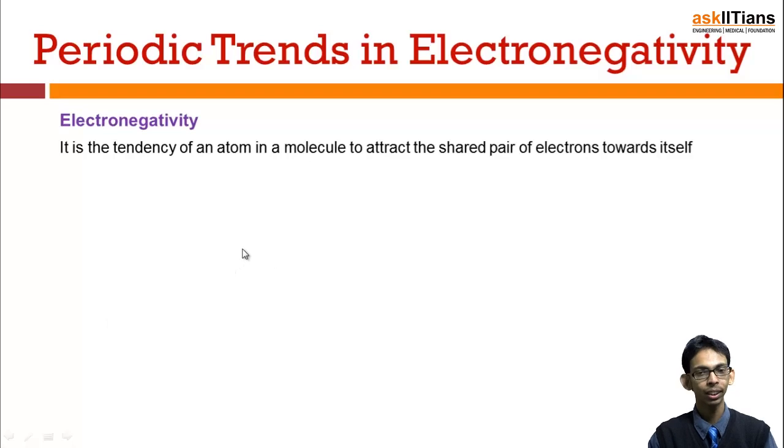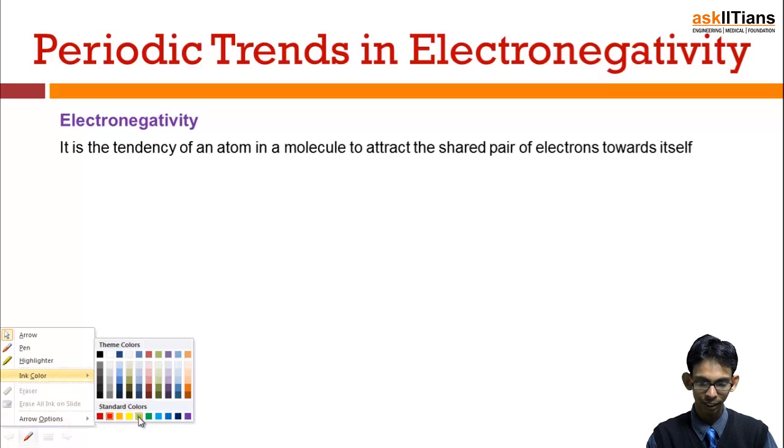Okay, so we have just studied electron affinity. Electron affinity is also the tendency of an atom to attract electrons, and electronegativity is also the tendency of an atom to attract electrons. But the difference is that electron affinity is the property of a gaseous isolated atom, but this is the property of an atom in a molecule. So electronegativity is the tendency of an atom in a molecule to attract the shared pairs of electrons toward itself.